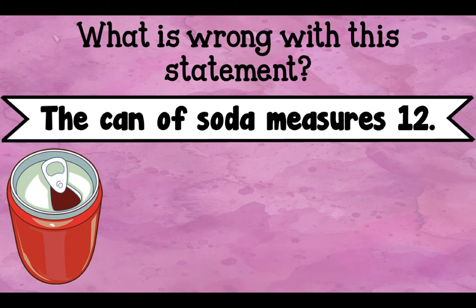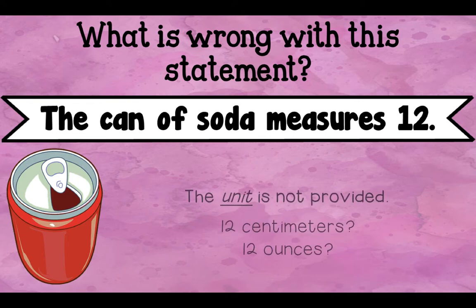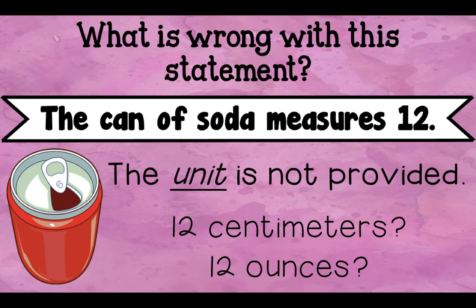When you are measuring, it is important to make sure that you always include the unit that you're measuring in. If we look at this statement, the can of soda measures 12. We don't know what they measured here. Did they measure the length? Did they measure the weight? Did they measure the capacity? We don't know because they did not include a unit. So it's always important to include the unit. So for this, they could have measured that the length is 12 centimeters or that the capacity is 12 ounces.